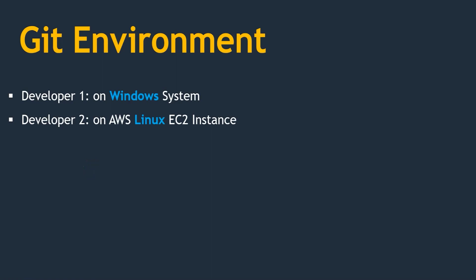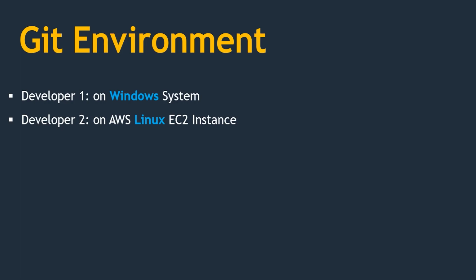Hello friends, welcome back. In the previous lecture we have seen what a version control system is and the types of version control systems. As I said, we are going to use Git as our version control system. In this lecture we are going to see how to set up our Git environment.